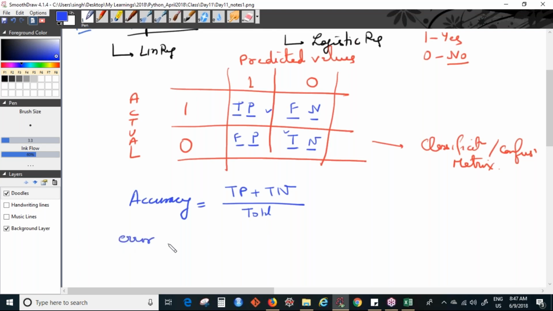Similarly, we can compute the error. How many points are we not able to identify? We saw that this one and this one are mismatches for us. Because in this case, actually it was 1, we were predicting a 0. Similarly, for this case, actually it was 0, we were predicting 1. So these two are errors for us. When we compute the overall error of the model, we just add these two terms. So I will add FP plus FN divided by total. Or I could have also written 1 minus accuracy. Both will give the same value.